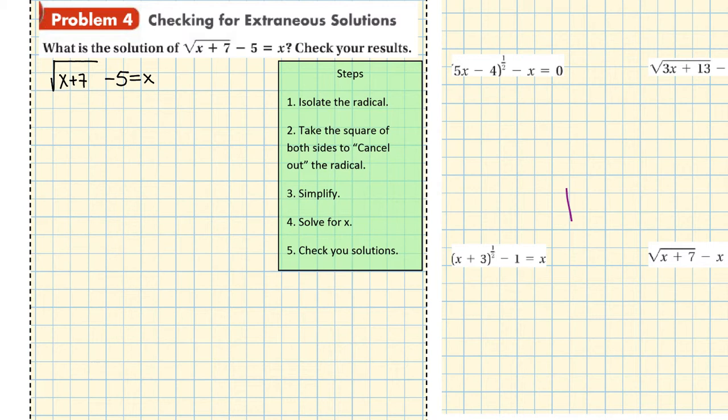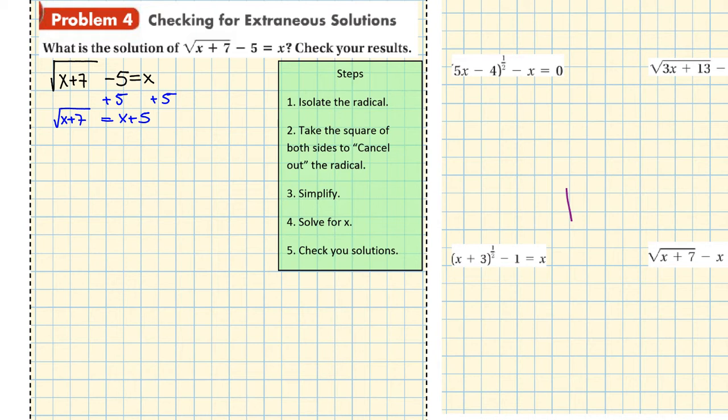So the original problem is the square root of x plus 7 minus 5 on the outside is equal to x. Your first step is to isolate the square root of x plus 7. For us, this means that we have to move this 5. That's exactly what I'm going to do next. We're going to add 5 to both sides of the equation, and when we do so, we still get the square root of x plus 7 is equal to x plus 5.